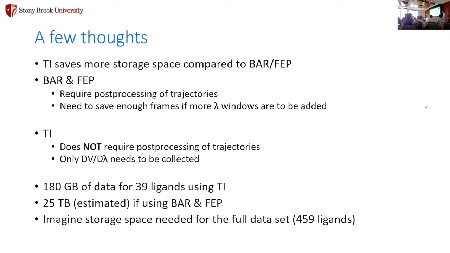So I just save like 100 frames of trajectory for each ligand pair, and only dV/dlambda is collected. Overall, I have just 180 gigabytes of data. If using BAR and FEP and saving everything, there would be 25 terabytes. So it's a huge difference. Of course, you can discard it and just run the same thing again later.